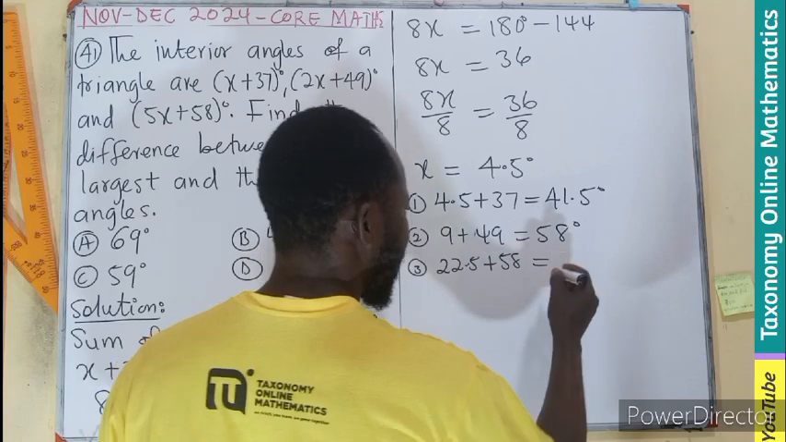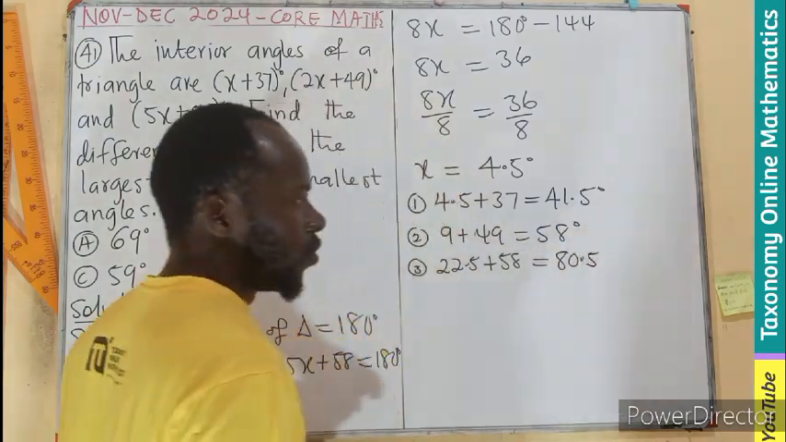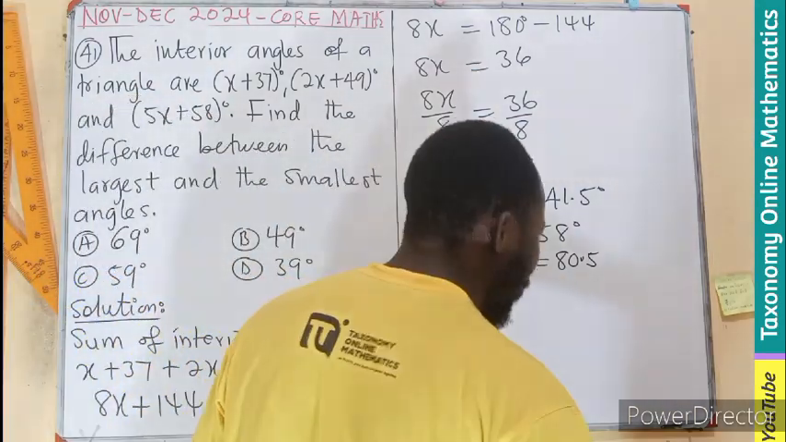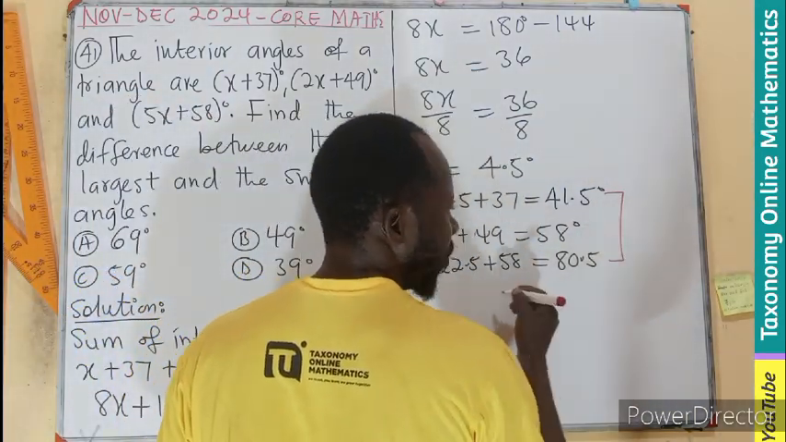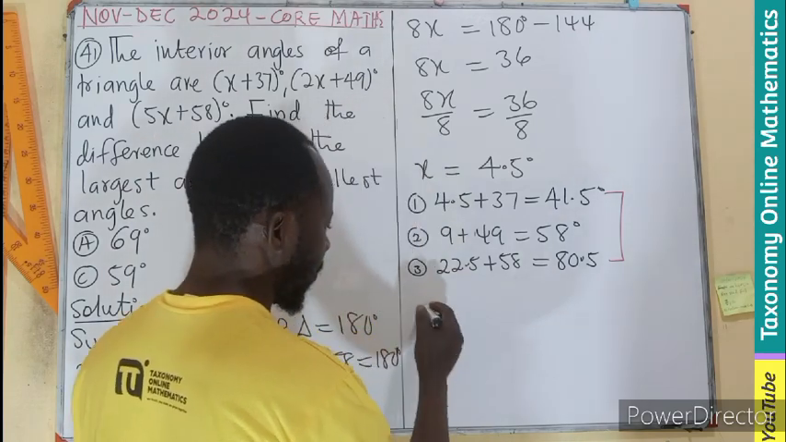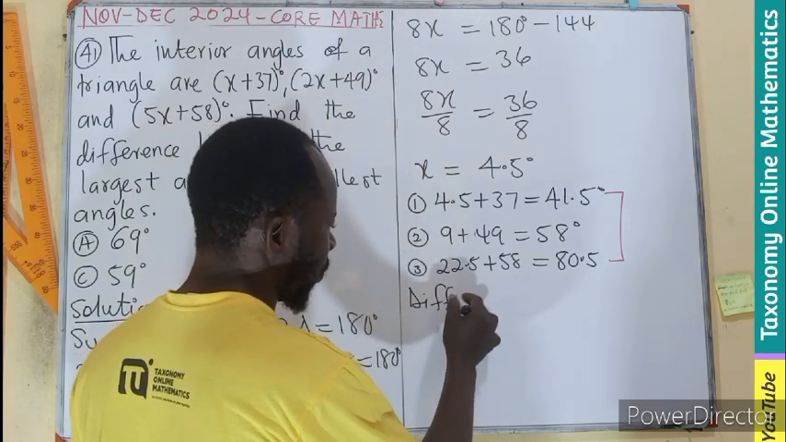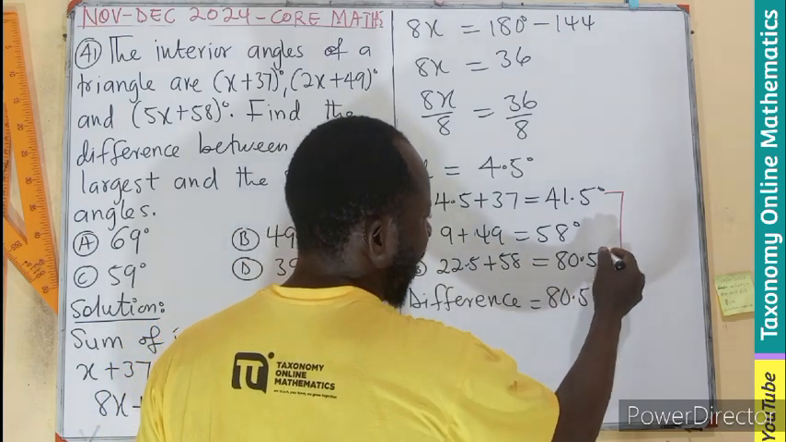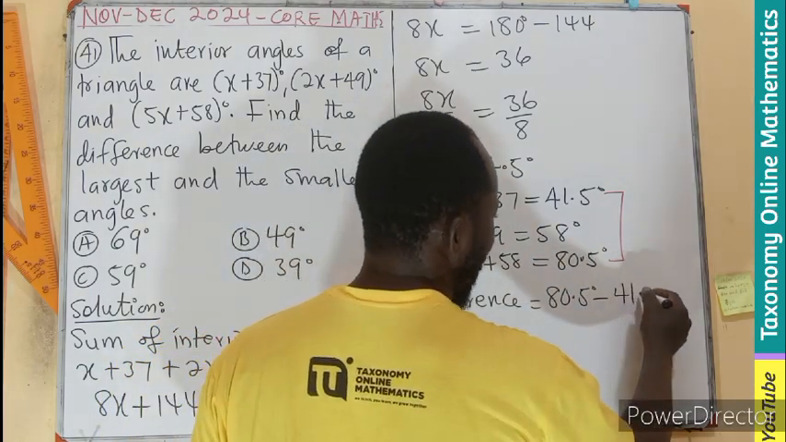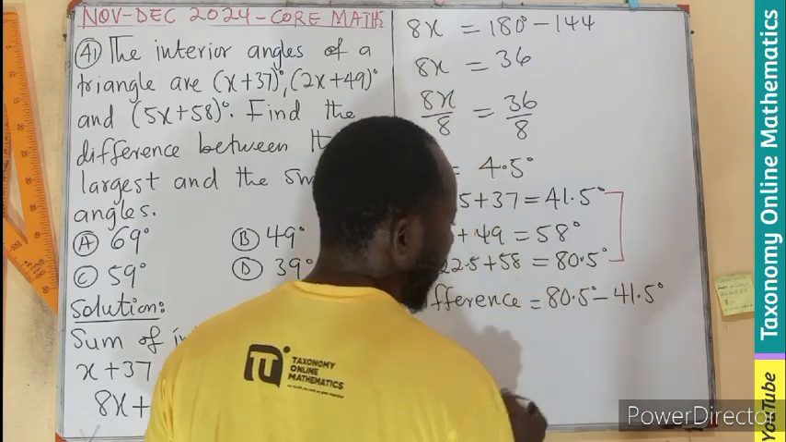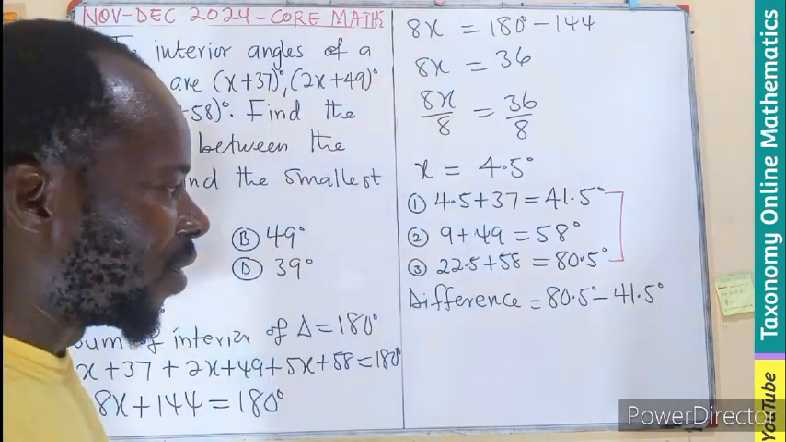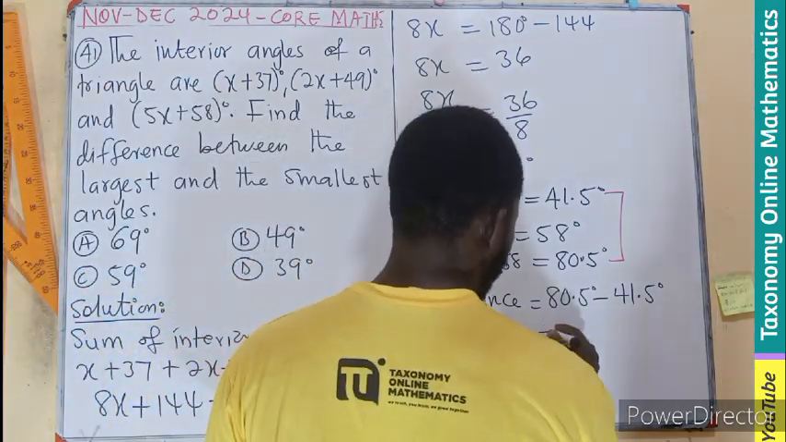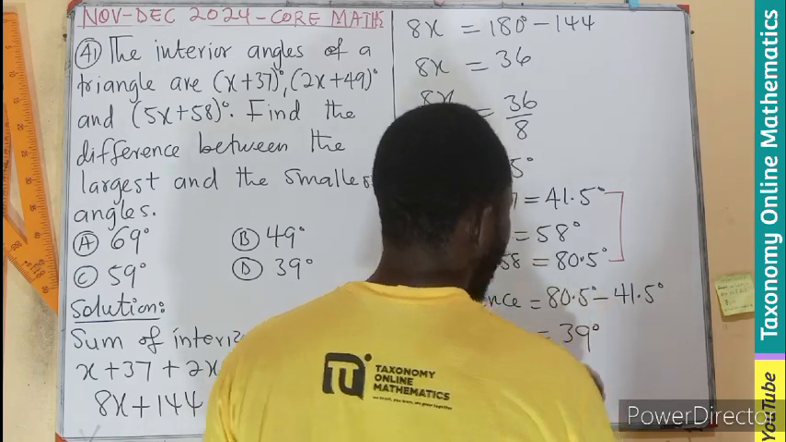So looking at this, which ones are the two angles that are large and small? I am going to pick these two angles. So the difference will become 80.5 degrees minus 41.5 degrees. So 0.5 is gone, and 80 minus 41 will be 39. So we are going to have 39 degrees.